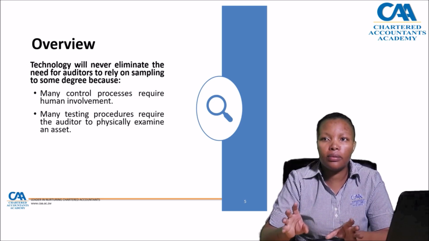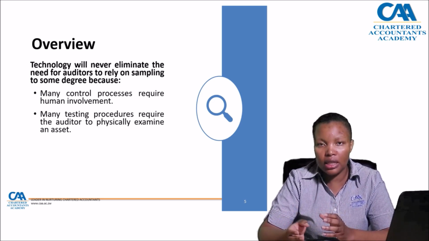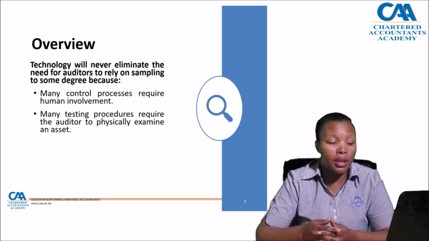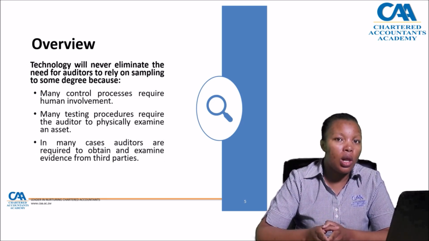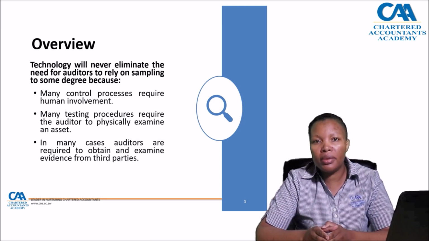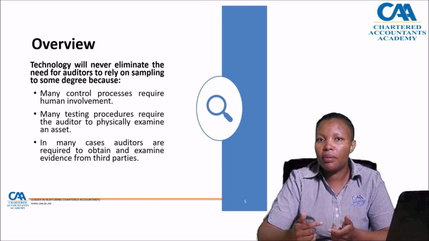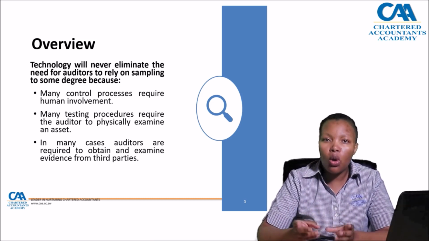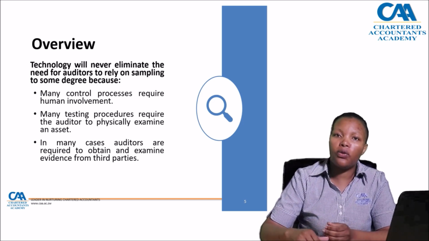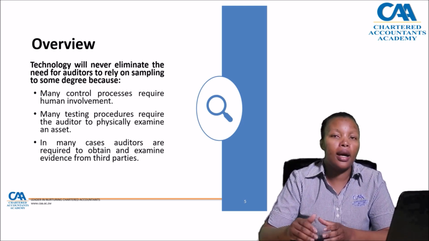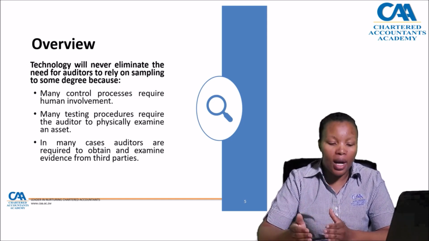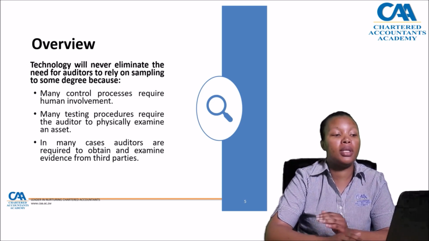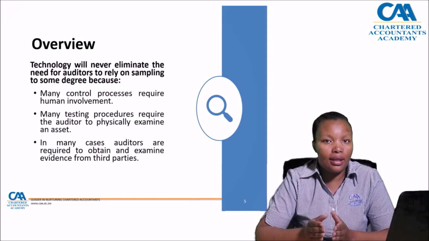You cannot go and physically verify each and every asset of an entity, but there will be need for sampling based on, we'll see what we can sometimes base our samples on. And in many cases as well, the auditor will need to obtain evidence from third parties, be it the bankers, lawyers, debtors, or creditors. Because of that, there's always need for the auditor to pick certain samples from the population that they're going to be testing or performing procedures on to obtain evidence. So that is the need for sampling.